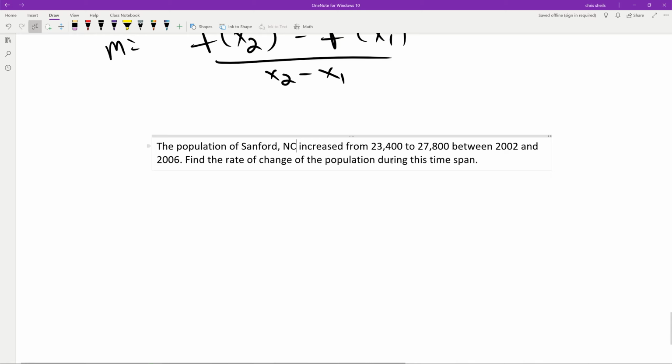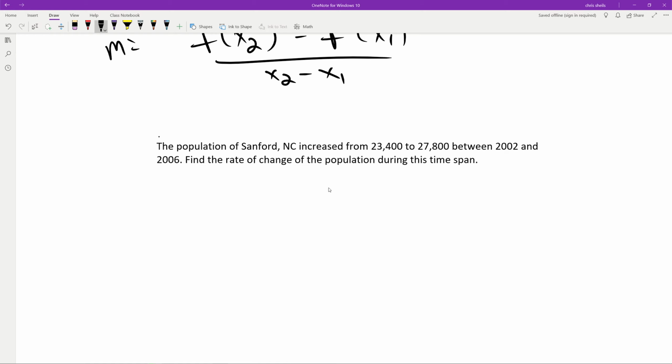So the population of Sanford, North Carolina increased from 23,400 to 27,800 between 2002 and 2006. Find the rate of change of the population during this time span. So the rate of change will relate the change in my population to the change in time. I'm looking at people per year as the unit here, right?